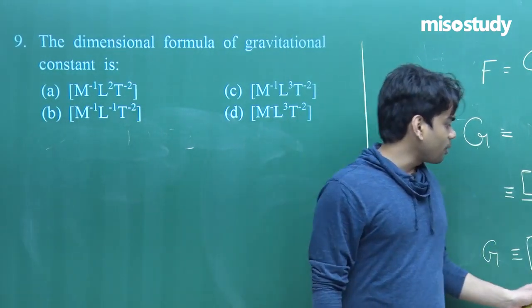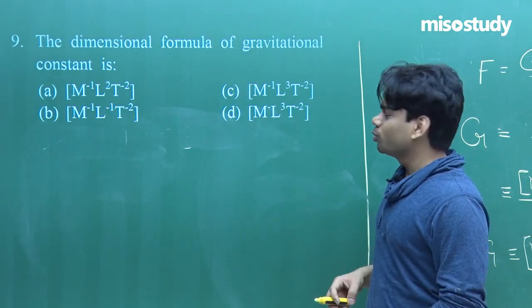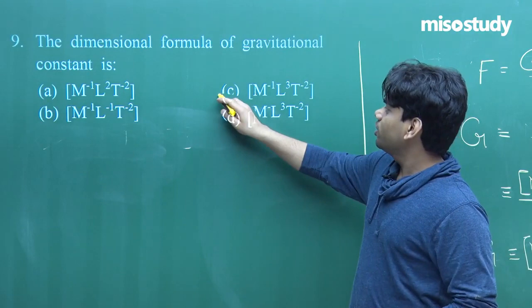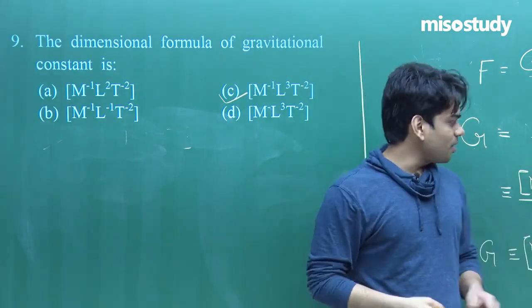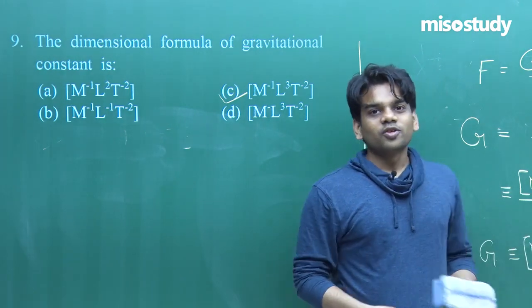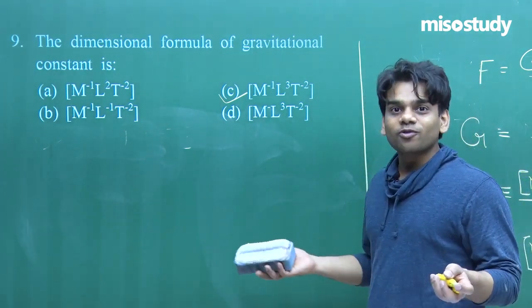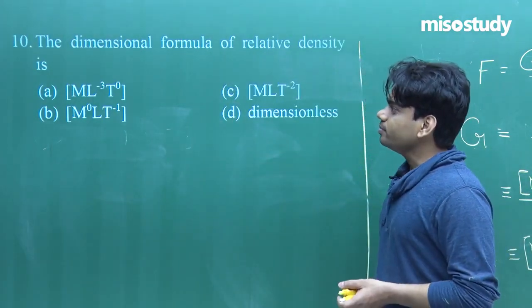Option number C, M power minus 1, L to the power 3. It seems that D and C are the same, but actually there is no minus 1 in D. So C will be the right answer, M power minus 1, L to the power 3 and T to the power minus 2. This is how we can get the dimensional formula for any variable from a formula. Let's go ahead with the next one.